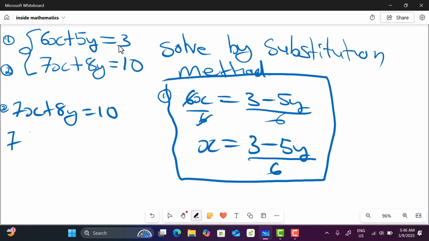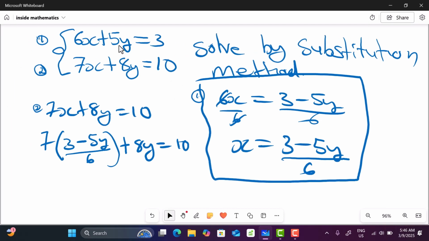So 7 bracket (3 minus 5y) all over 6 bracket plus 8y is equals to 10. Now, this is the new equation we are having. So what we need to do, we need to make sure that we remove the denominator here. How? By multiplying both sides by 6. So if you are to multiply both by 6, it means we say times 6 here, times 6, times 6.